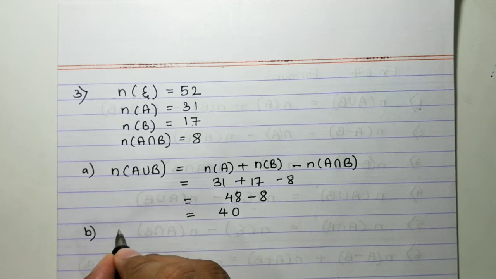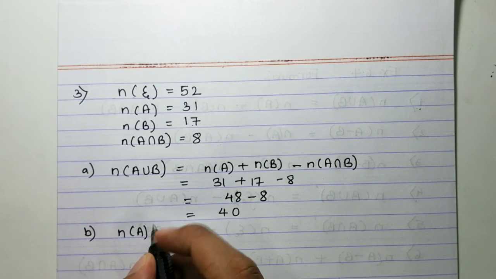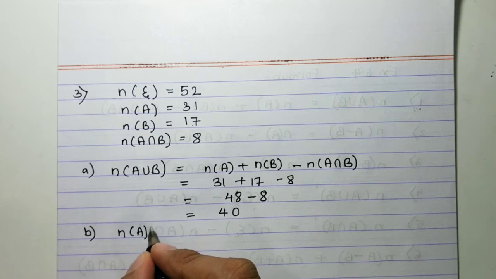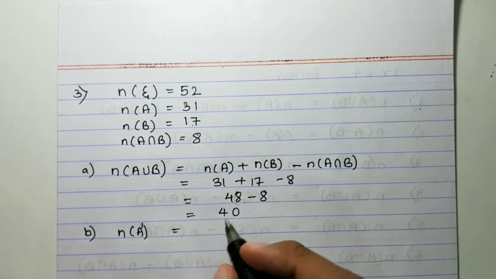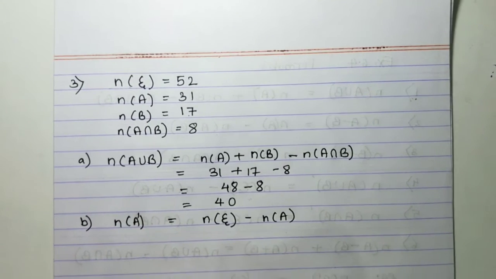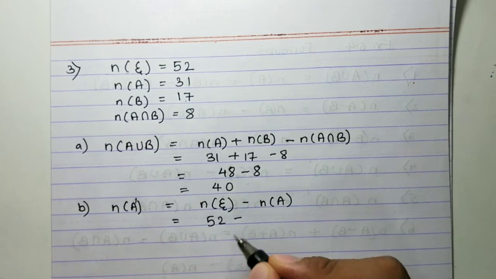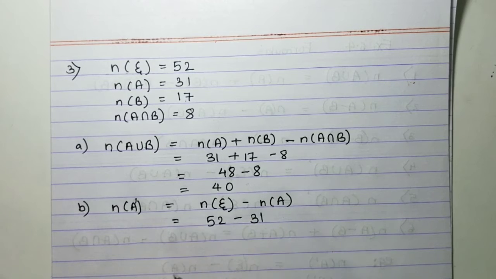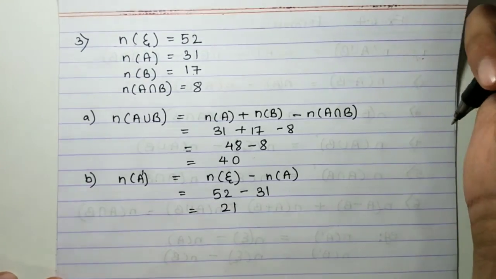Okay, then we have to find, you can pause the video, copy the sum properly. Okay, don't be in a hurry, solve it slowly. Now what is n of A complement? How to find complement? From the universal set subtract A. Simple. So what is the universal set? 52. And what is A? 31. So your answer will be 21.